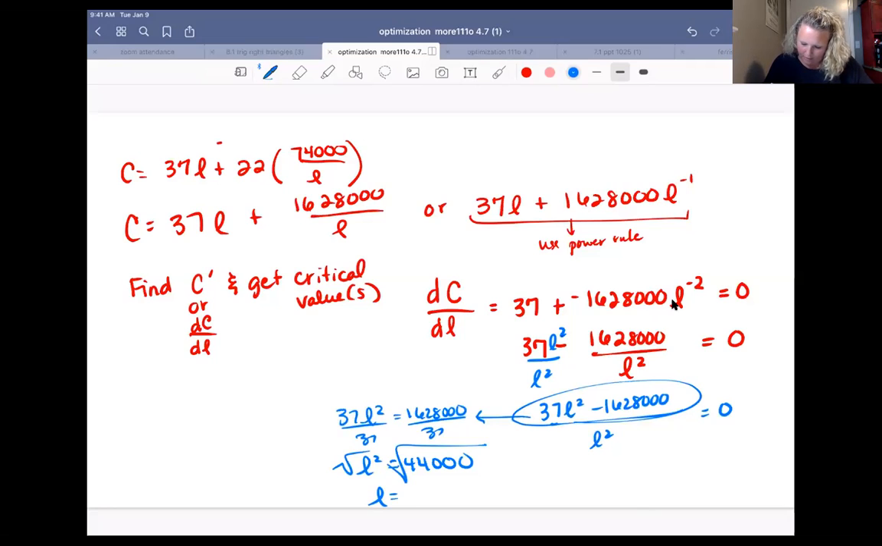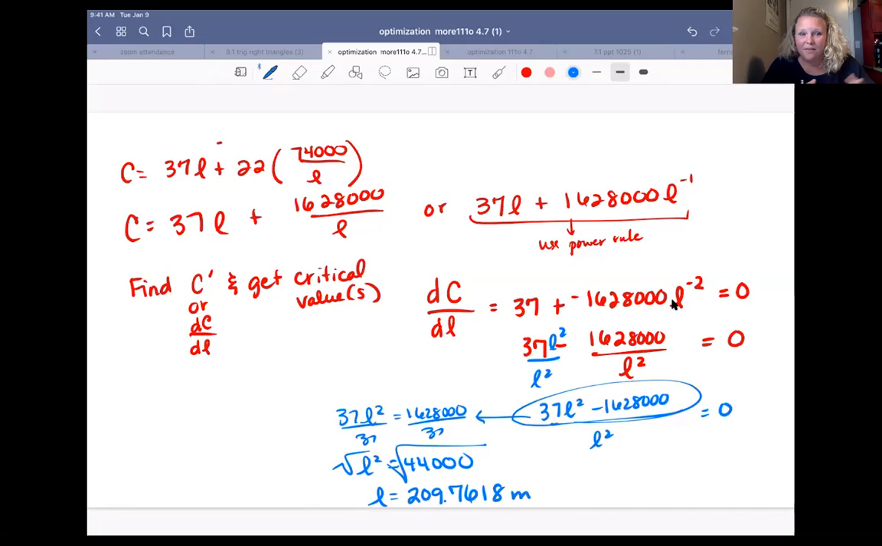I get a length of approximately 209.762 meters. And the 44,000 square rooted, you could simplify it. I think it said to round to 4 decimal places. Everything's to 4 decimal places. It says use 4 decimal places for the fence amounts and round to 4 decimal places. Okay, so 4 decimal places. So maybe I should go 7618, whatever. Okay.